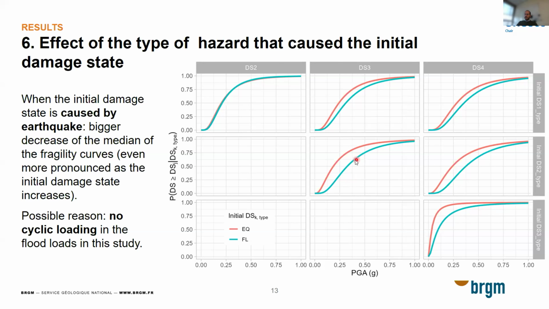And we see that there is a difference between the two. This is the important message here, that at least in this case, the type of hazard leads to different results. And in the cases that the damage has been caused by earthquake, the building is more fragile. The fragility curves take higher values.